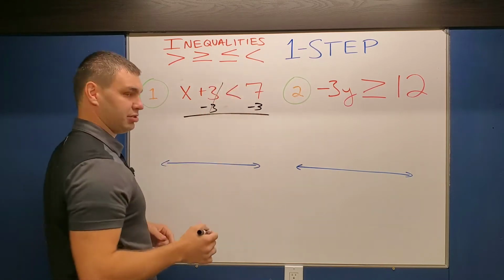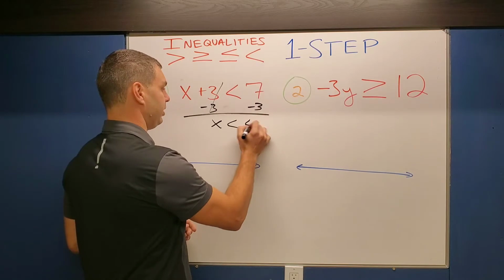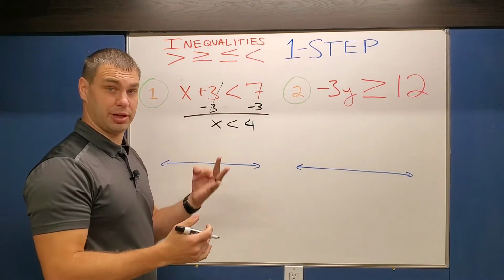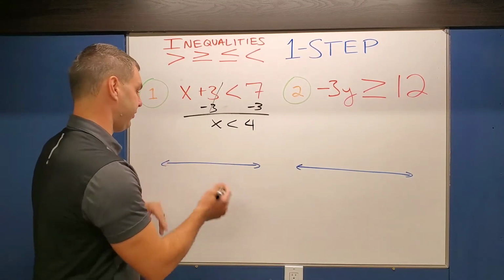And then those are going to cancel on the left side, leaving me with just x is less than, and 7 minus 3 is 4. Okay, so we solved it. That's going to be part of our, remember, we need 3 parts. We need the solution, we need the graph, and the interval notation. So we're going to take the solution and put it on the graph.